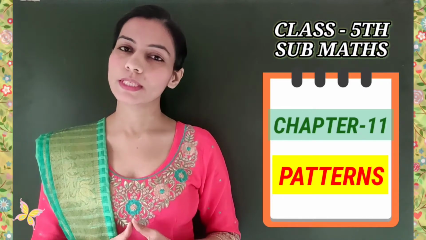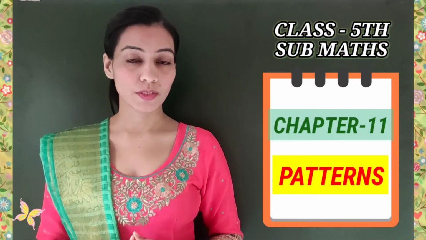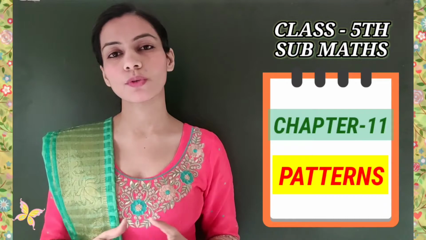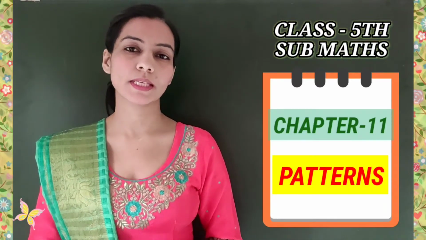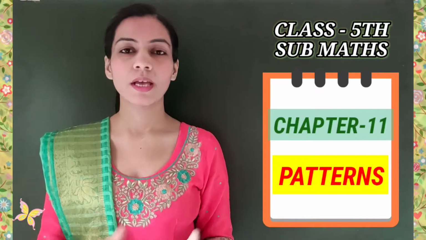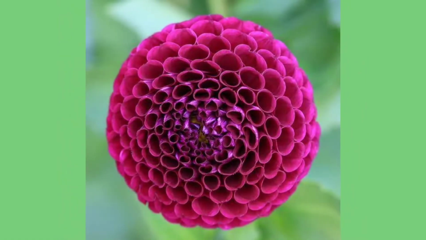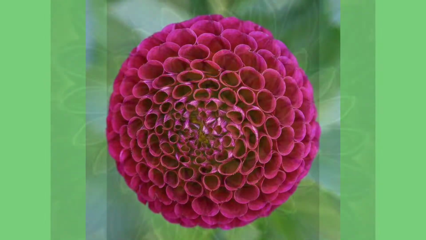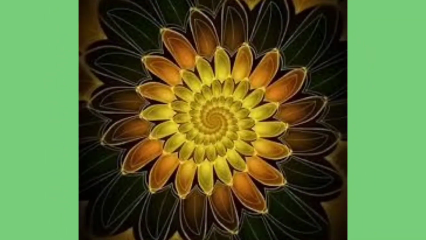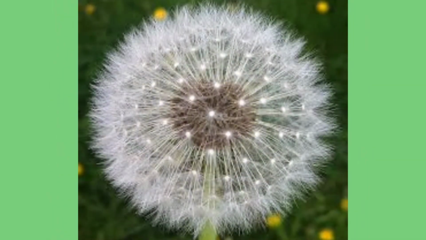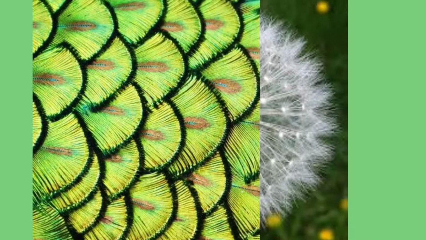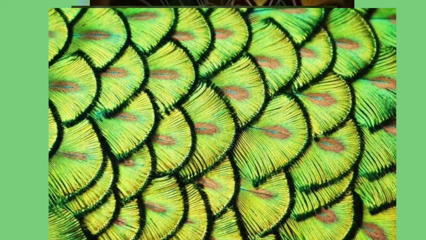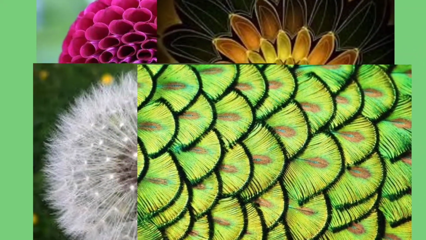Dear students, we are starting chapter number 11, patterns. Today we'll study the rules of making patterns and we'll also solve sums from exercise 11.1. So let's begin. Dear students, look carefully at the pictures shown on the screen. There is a particular design in each one of these, and that design is repeated again and again. And that is how these patterns are made.